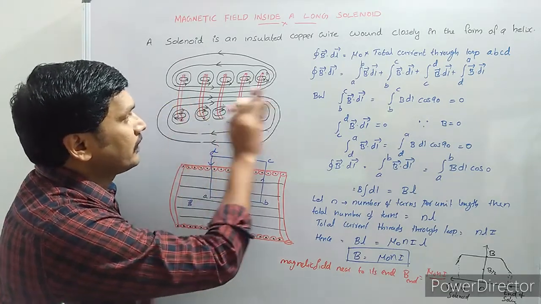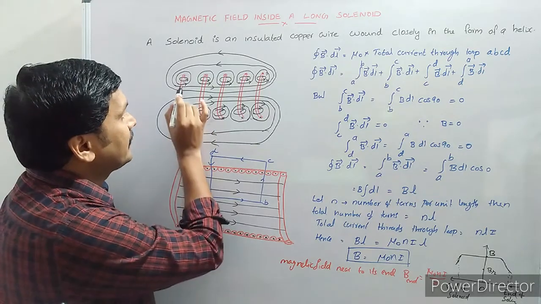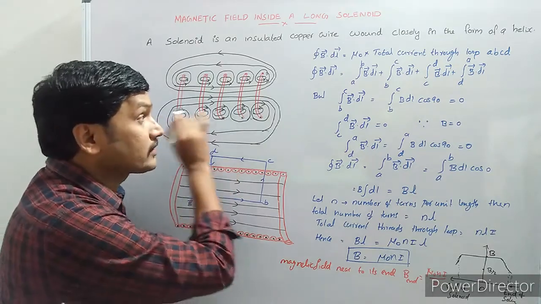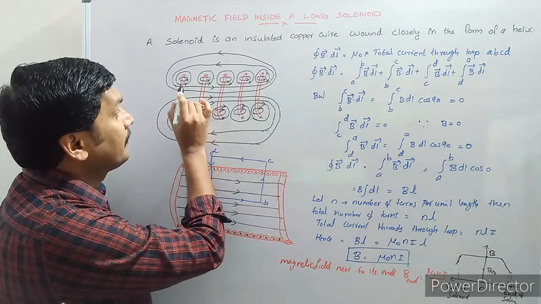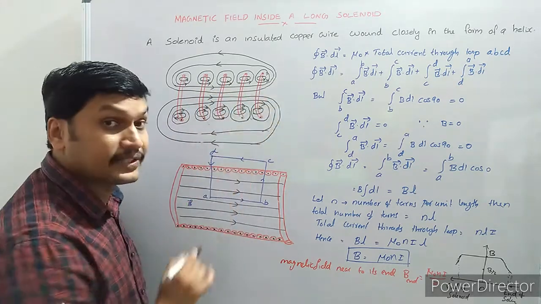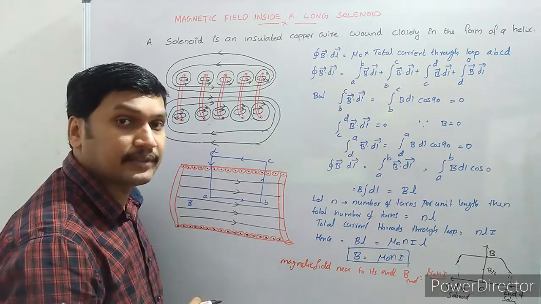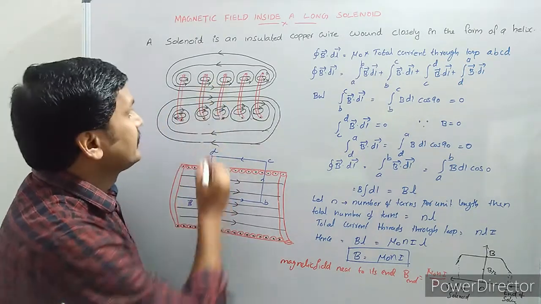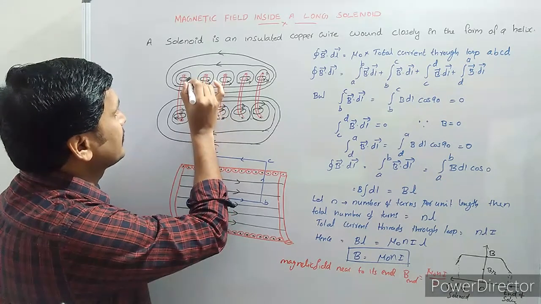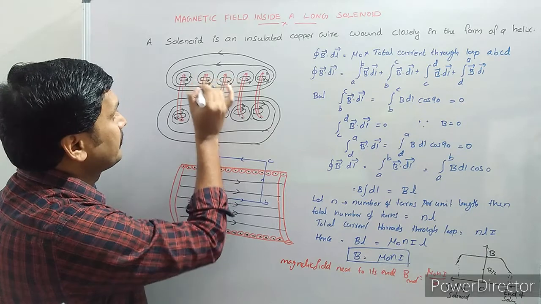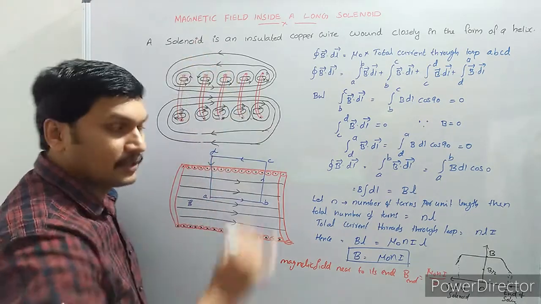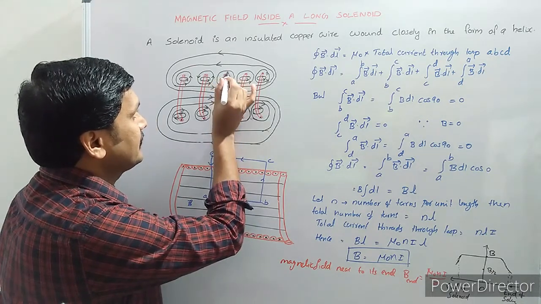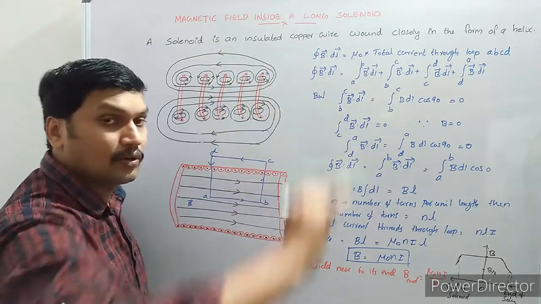Actually this is the interior portion of the solenoid, and these magnetic fields get added along the axis of the solenoid, because the direction of the magnetic field produced by each and every turn is the same along the axis of this solenoid. But along the perpendicular direction to this axis, the magnetic field produced by this turn is in this direction, and the magnetic field produced by this turn is just opposite of that one. So they are getting cancelled.